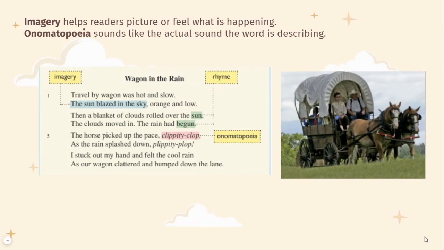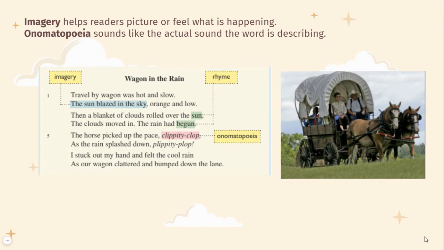Sound devices include rhyme and onomatopoeia. Rhyme is when the ending sound of 2 words is the same. Look at the second stanza. What rhymes with sun? Begun. When a word sounds like the actual sound that the word describes, it is called onomatopoeia.